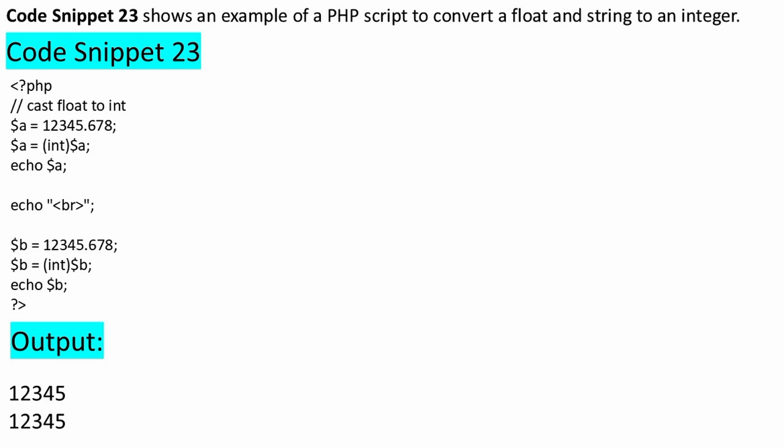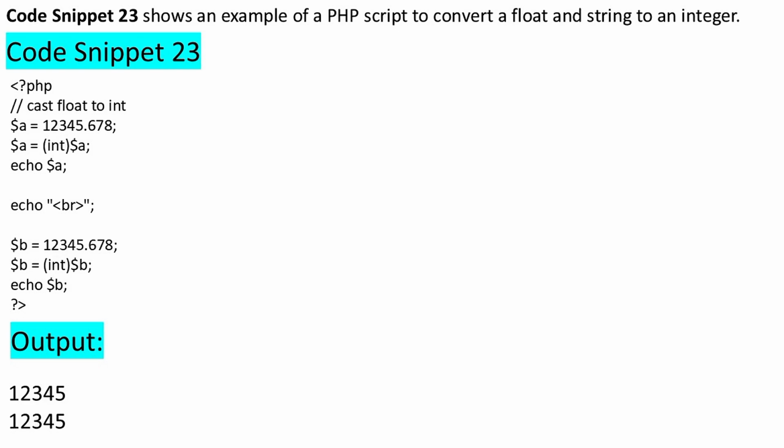The code starts with the PHP opening tag, and then we have a comment line saying "cast float to int." This means that we're going to change, or cast, a floating point number into an integer. The variable $a is first assigned a float value, 12345.678. Now, this number contains decimal values, but we only want the integer part. To do that, PHP provides a simple type casting method using (int).